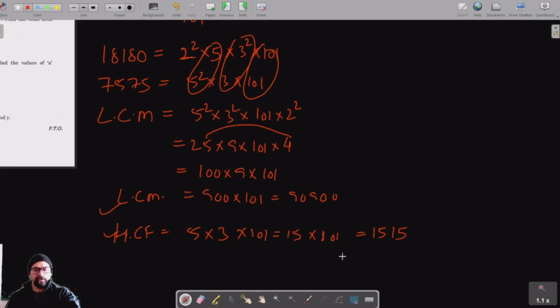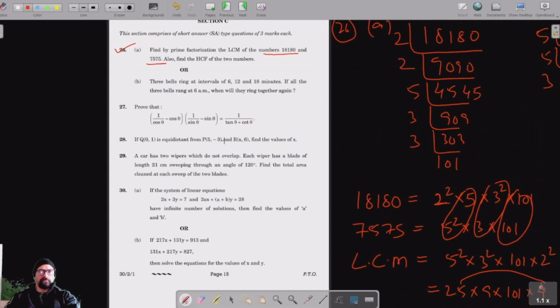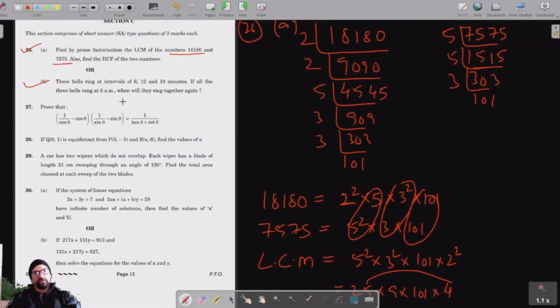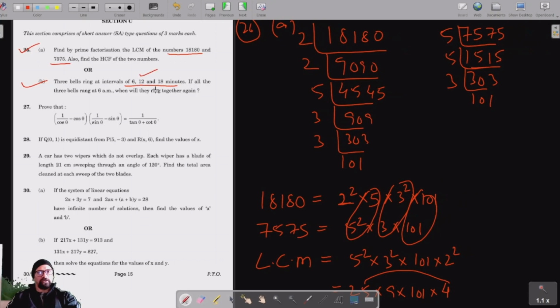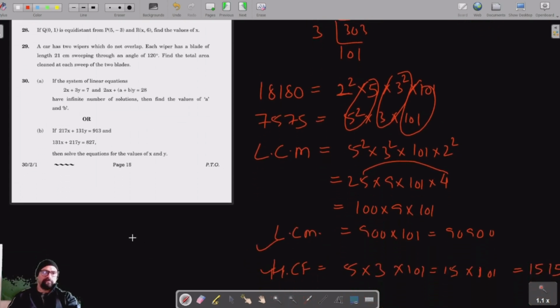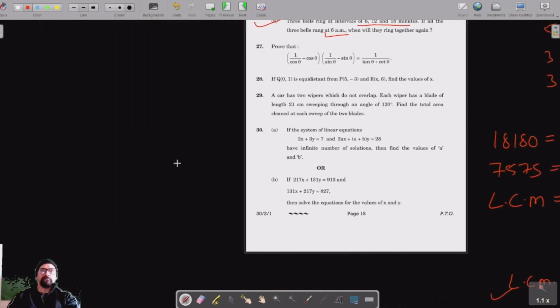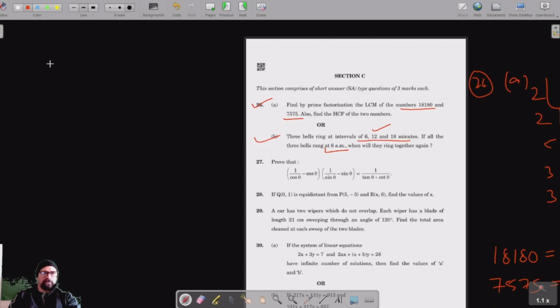Let's move on to part B of the same question. It says that three bells ring at intervals of 6, 12, and 18 minutes. If all three bells ring at 6 a.m., when will they ring together again? For this, we have to find the LCM once again. 6 can be written as 2 into 3, and 12 is 4 into 3, which is 2 square into 3, and 18 is 6 into 3, which is 2 into 3 square.